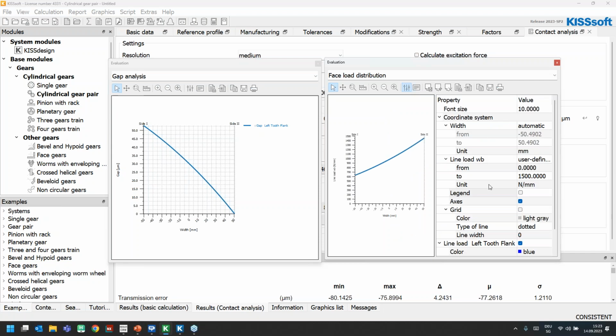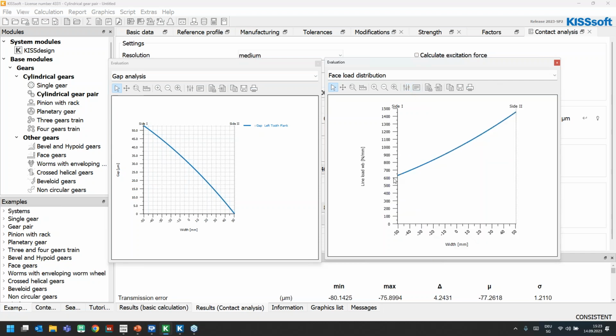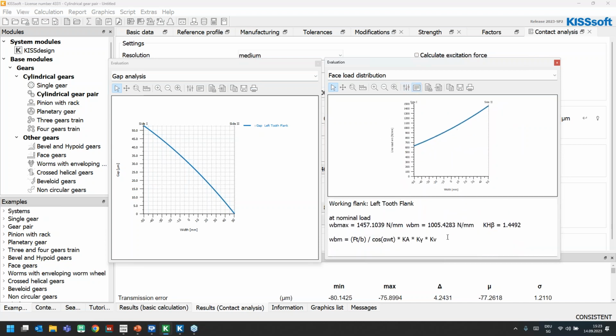I will save this curve so that we can then, you know what, no, let's not do it. So here we can see that we have a face load distribution, which gives us a face load factor of about 1.44. That means we have almost 44%, let's say, more line load on side 2 of the gear.